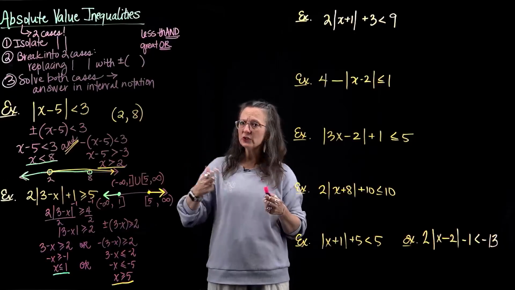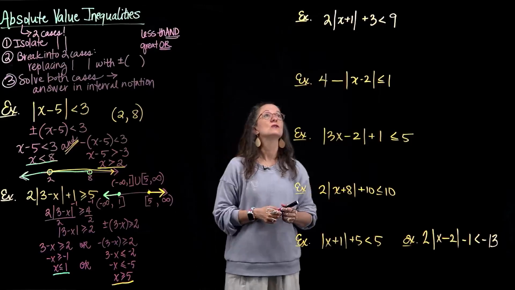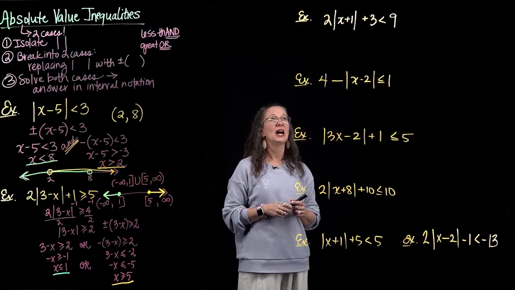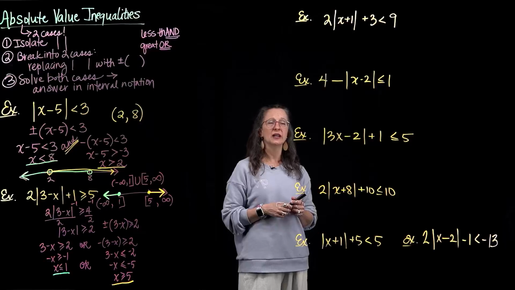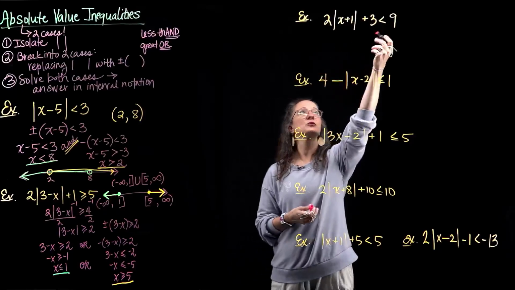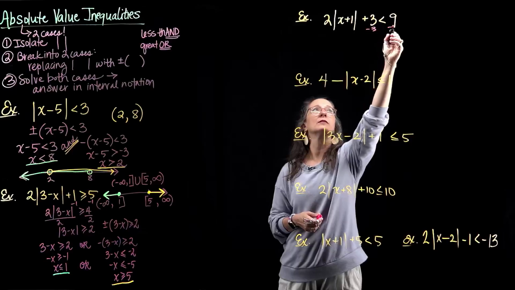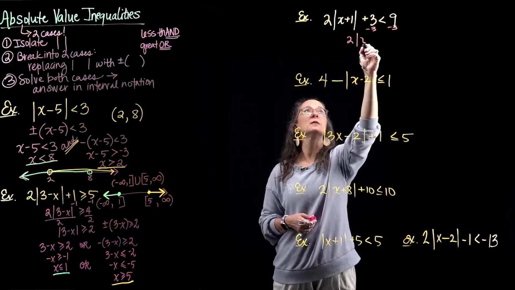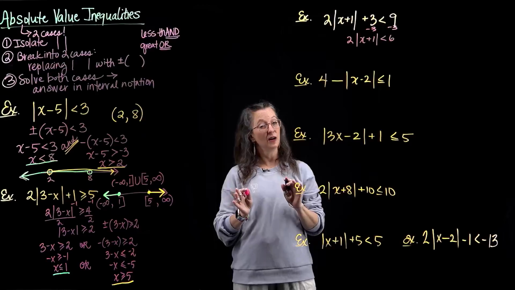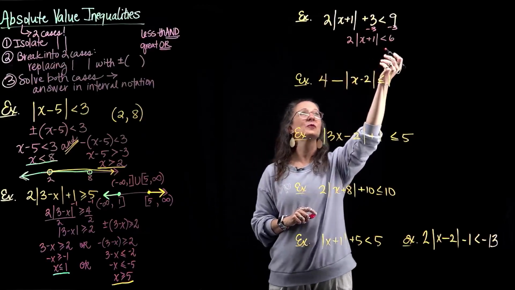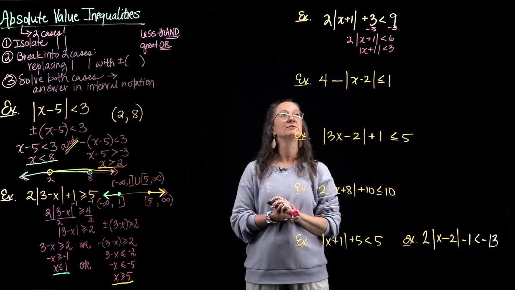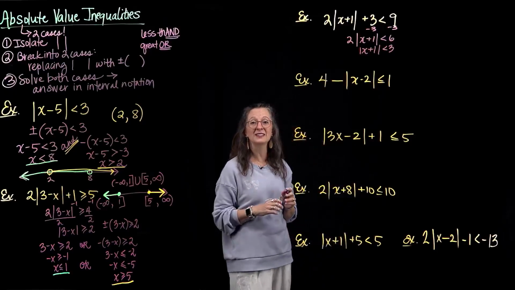All right, let's try a couple more examples. So always first, we have to isolate that absolute value. I have 2 times absolute value of x plus 1, plus 3, less than 9. First, we'll subtract 3 from both sides. And I have 2 times absolute value of x plus 1 is less than 6. It's almost isolated, but not quite. We're going to divide by 2. And I have absolute value of x plus 1 is less than 3. All right, our absolute value is all by itself.